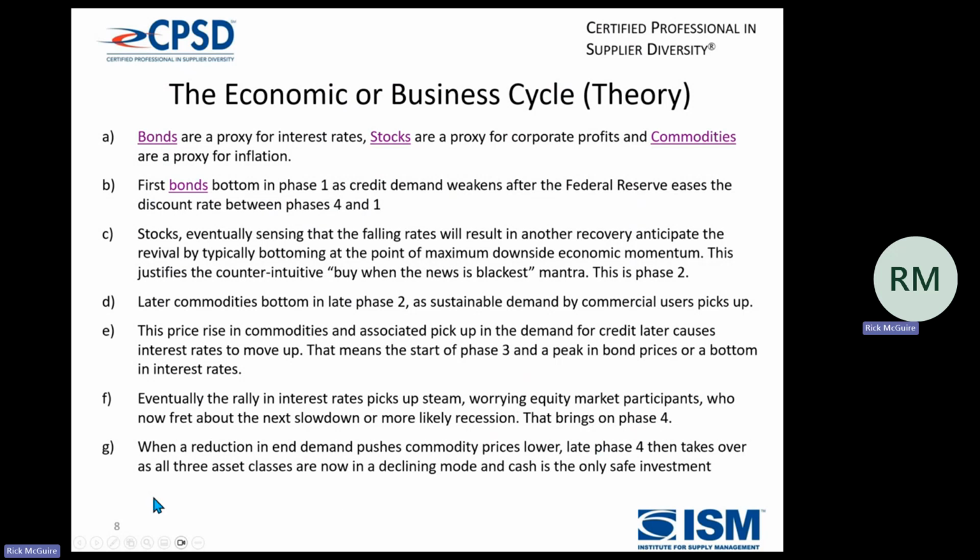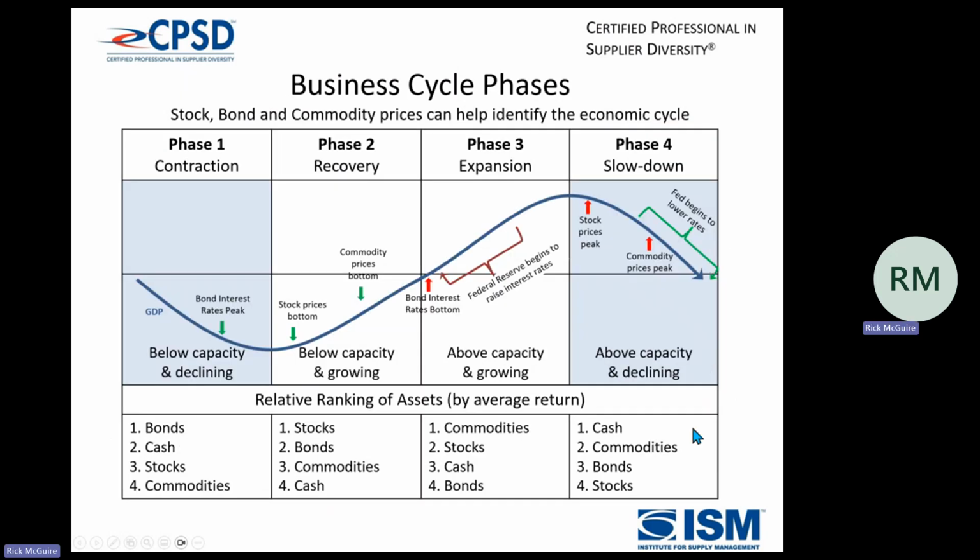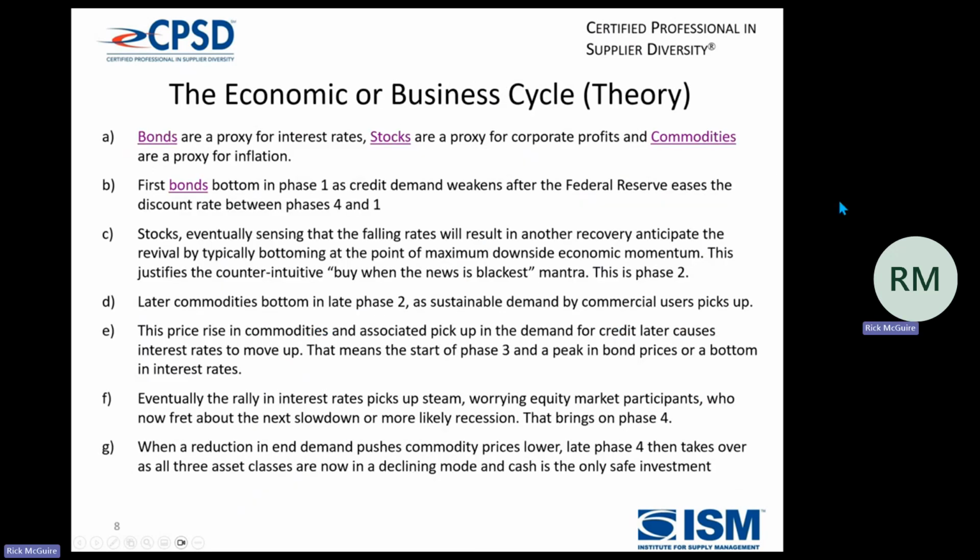And then we're back to phase four. When reduction in end demand pushes commodity prices lower, late phase four then takes over as all three asset classes are now in declining mode, and cash is the only safe investment. That's here. Everything's going down. And then it bottoms and we start up again.